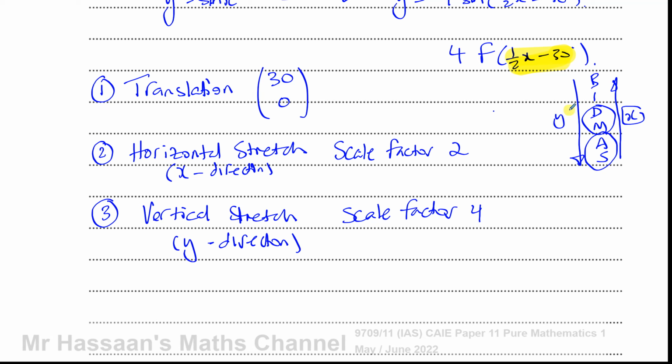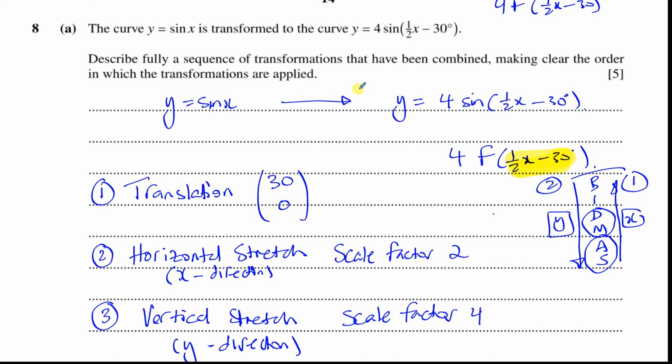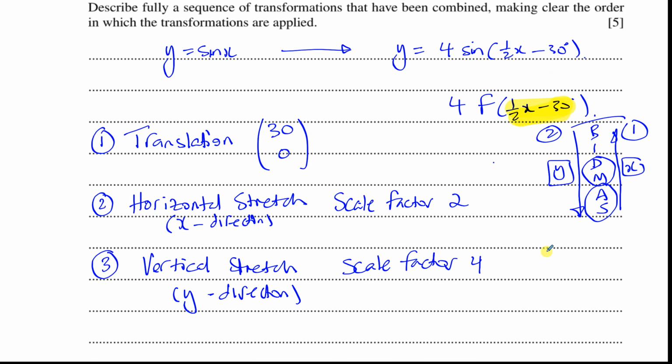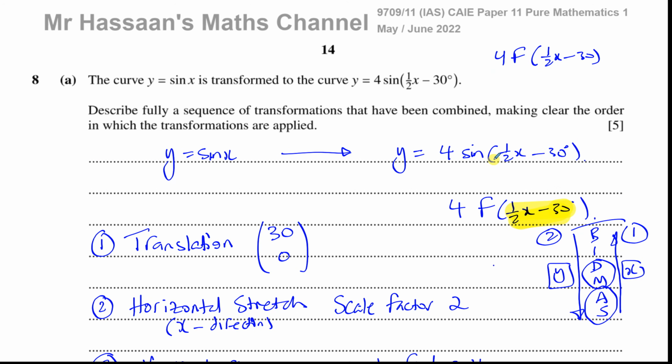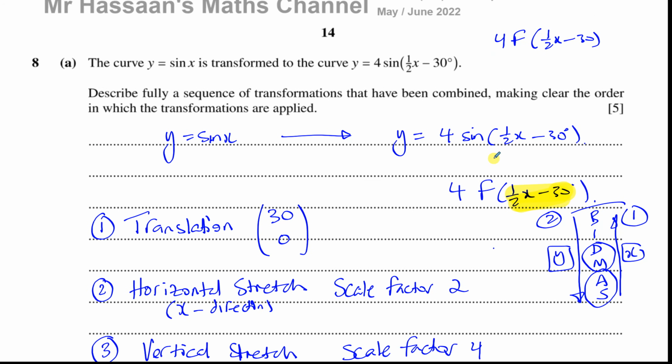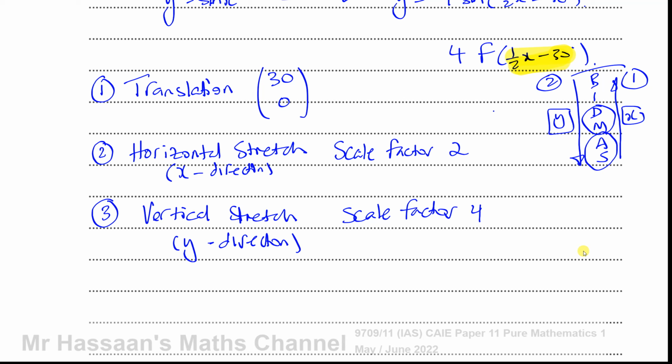Outside the function, what affects the y, you treat it going this way, following BIDMAS. Inside the function, you do the opposite of BIDMAS. You always start with what's inside, and then you go to what's outside. Okay, so that's how we deal with these. So there are 3 things that have taken place. Now, some of you might have seen in the mark scheme that it says something about starting off with a translation of 60 degrees. Okay, that's an alternative answer.